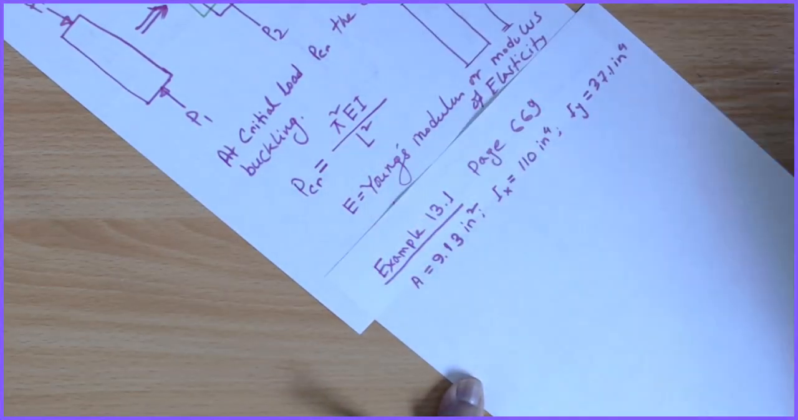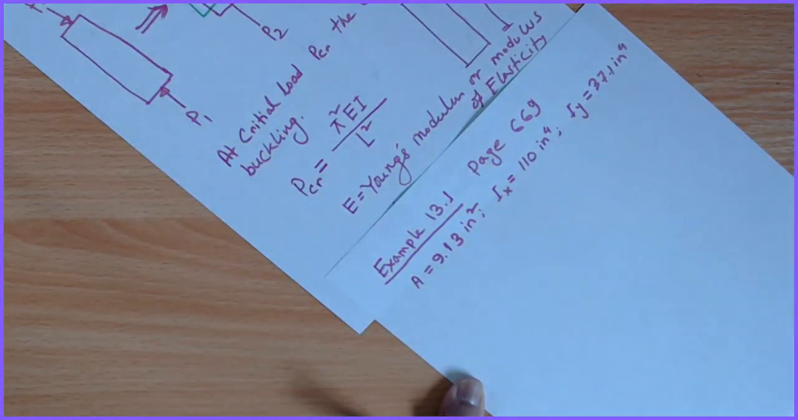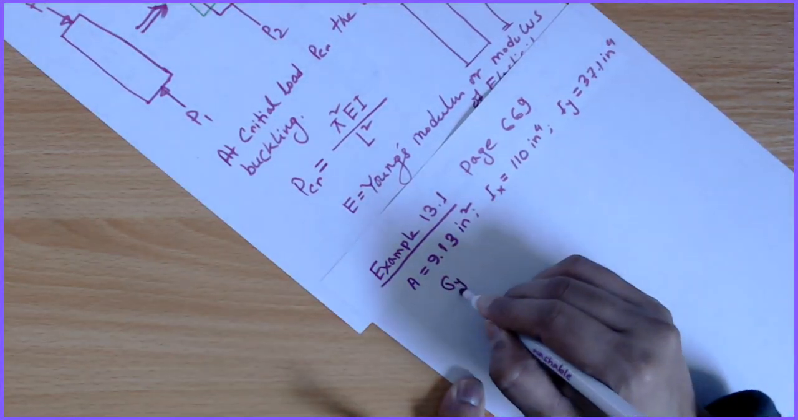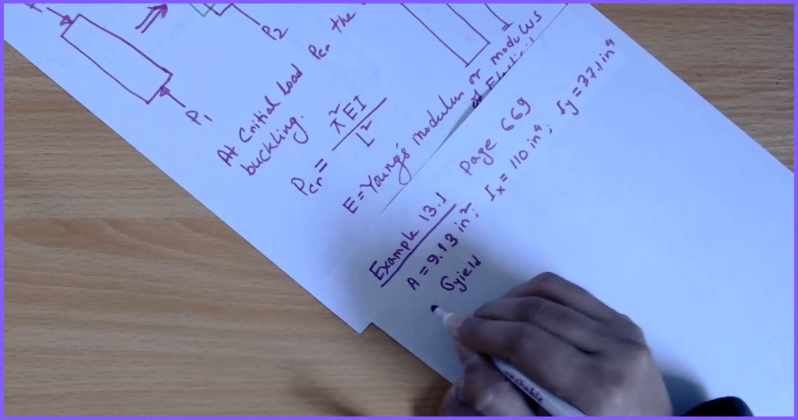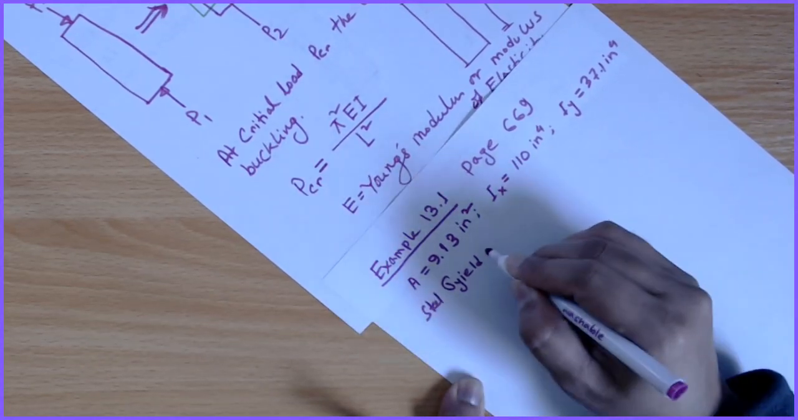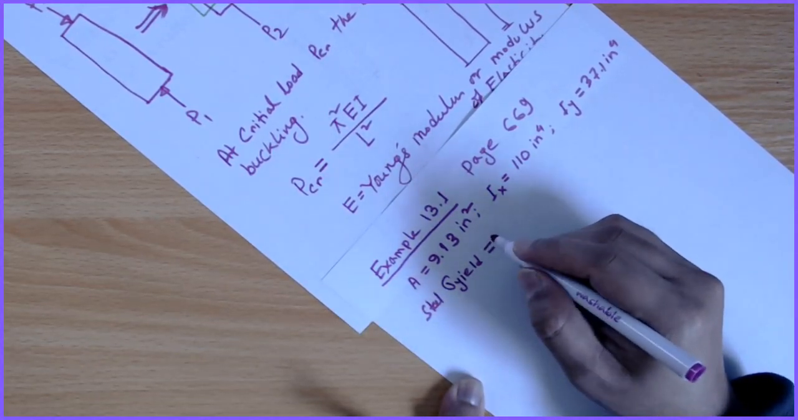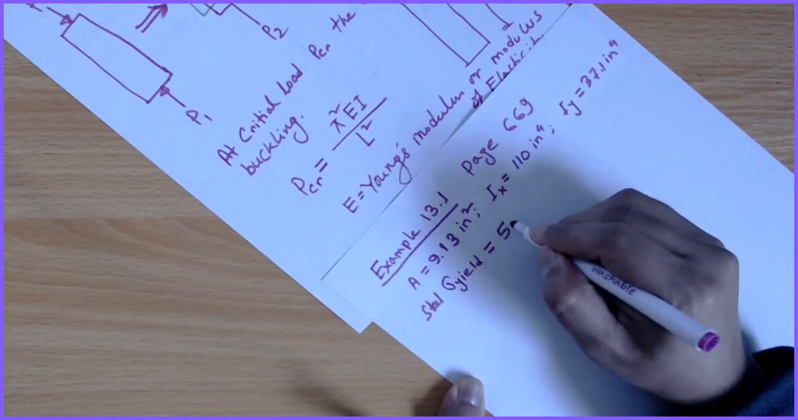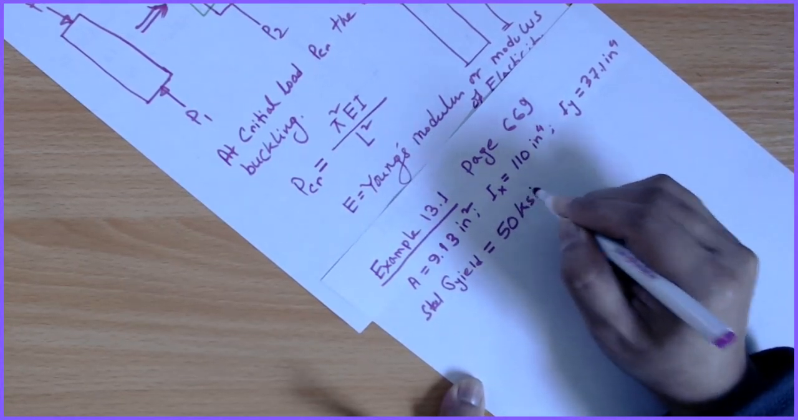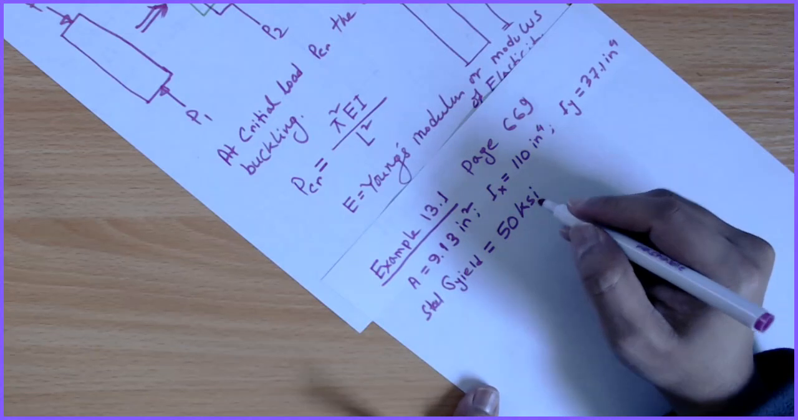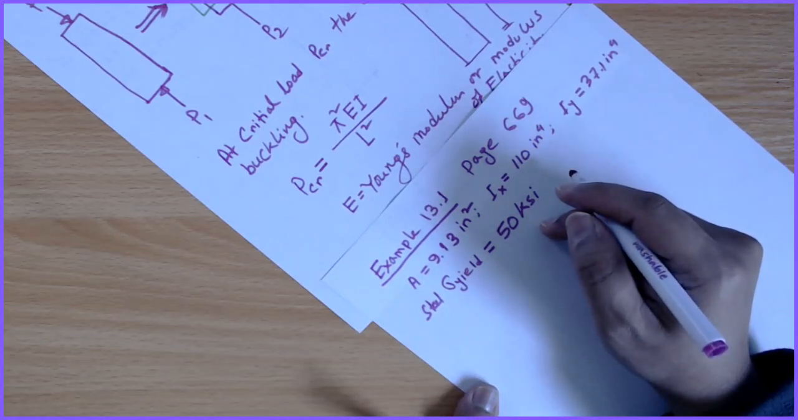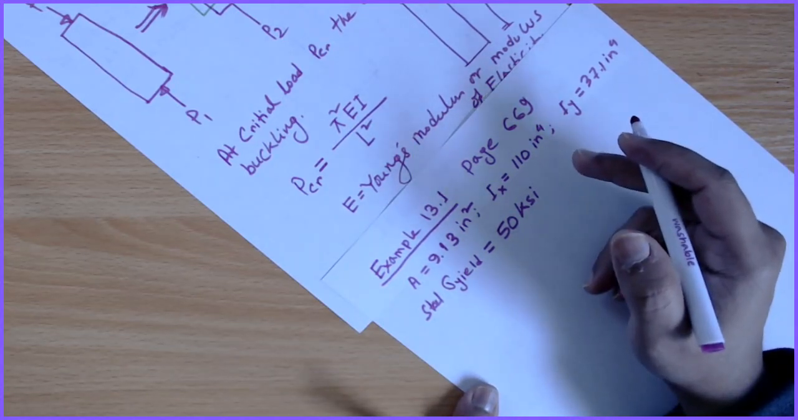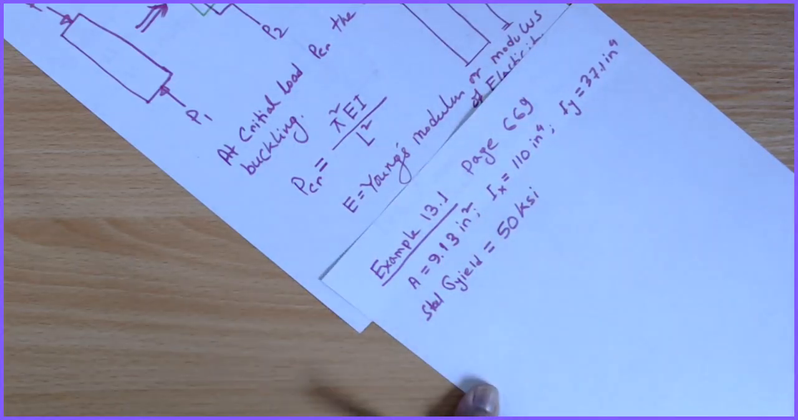Another important piece is the yield stress of the steel. The yield stress is 50 ksi. It is not given, but you can get this information at the back of the book, or just search the yield stress of steel. It's actually 50 ksi.